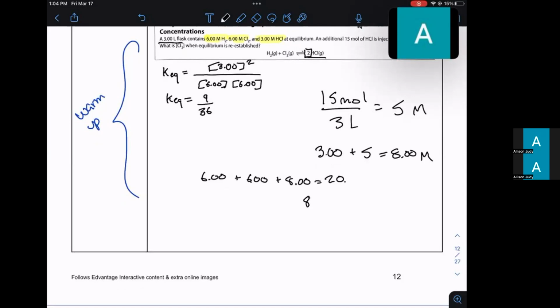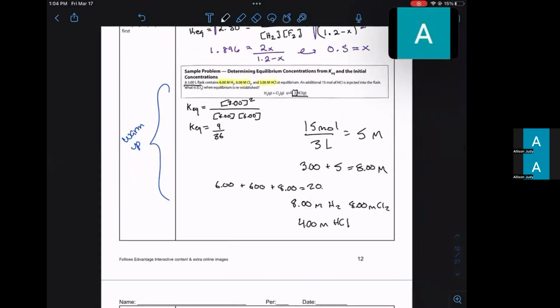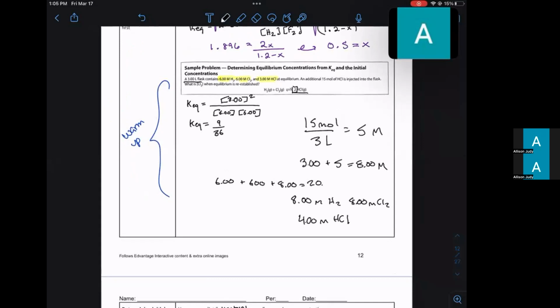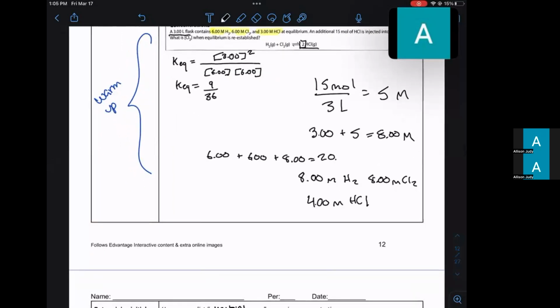There's an algebra way to do that, but also just looking at it. So 8 molar H2, 8 molar Cl2, and then 4 molar HCl is going to give us exactly the same ratios between our reactants and our products. So those are the values that it will reestablish equilibrium at. You could definitely do that with an ice table too, but this is just kind of convenient in this case.